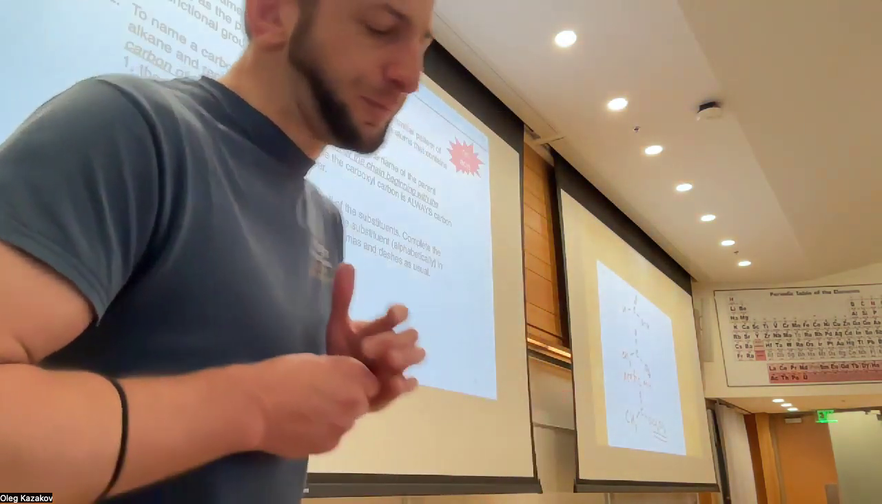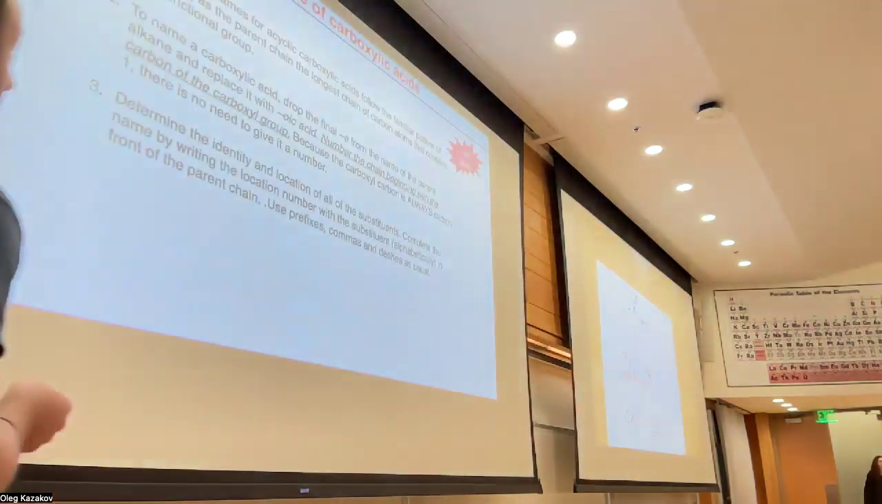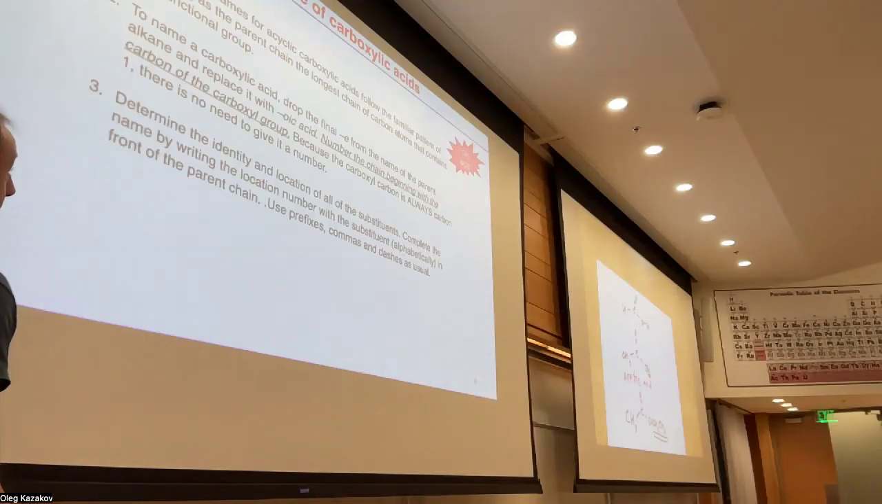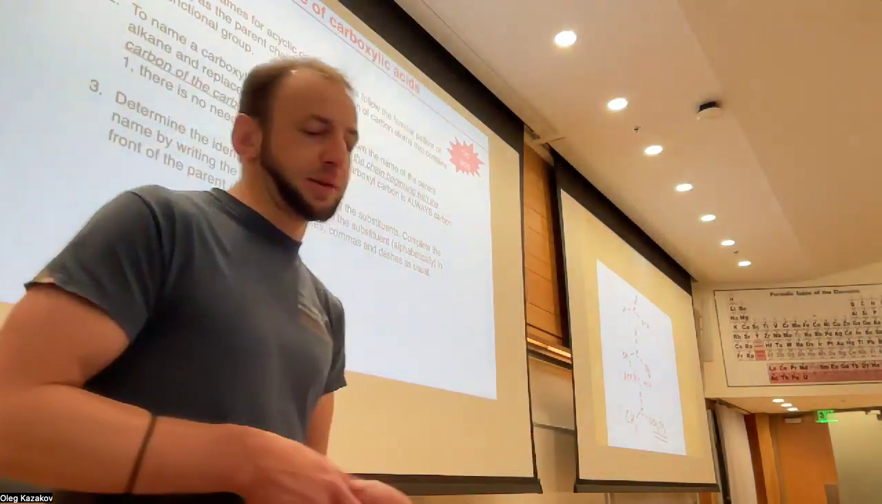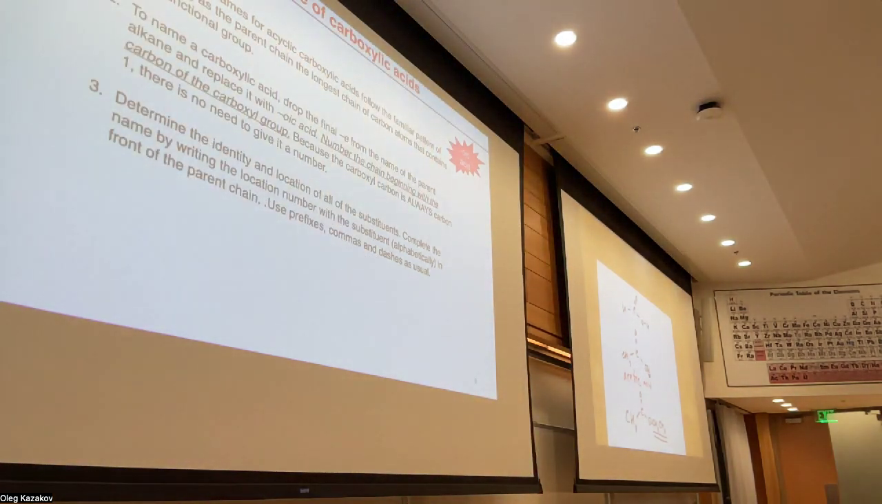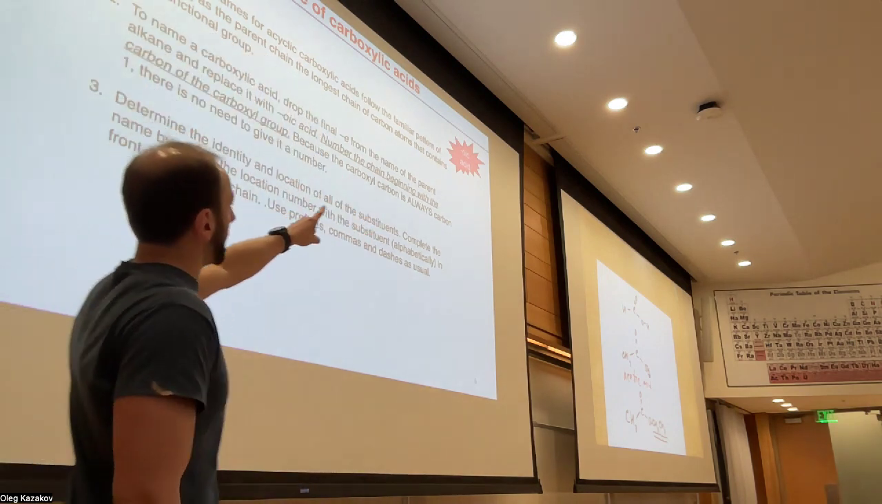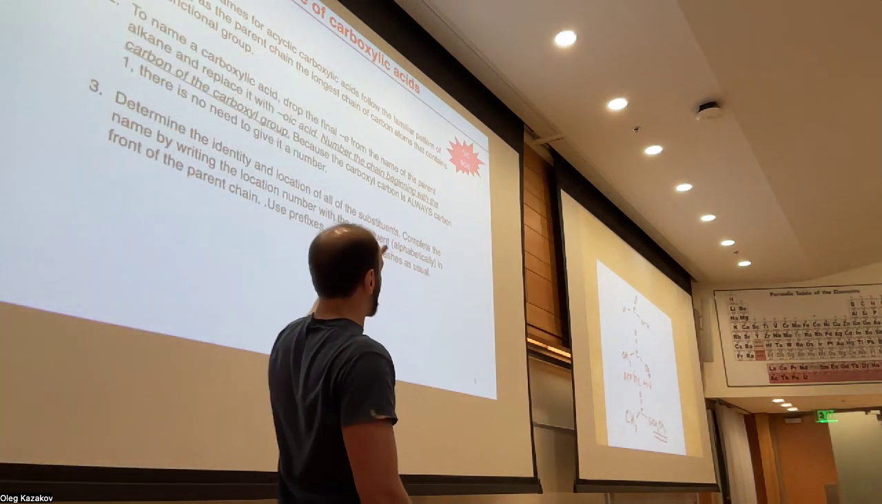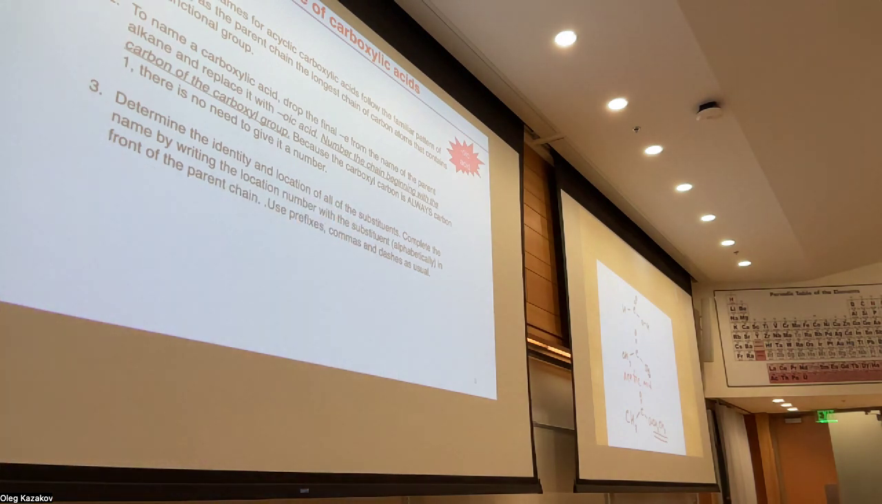Okay, now let's take a look at the naming. Here are the rules. They're listed in a rather boring fashion, but it's mostly for you to review on your own. From here we can take away that the acids will have the suffix -oic in the name.